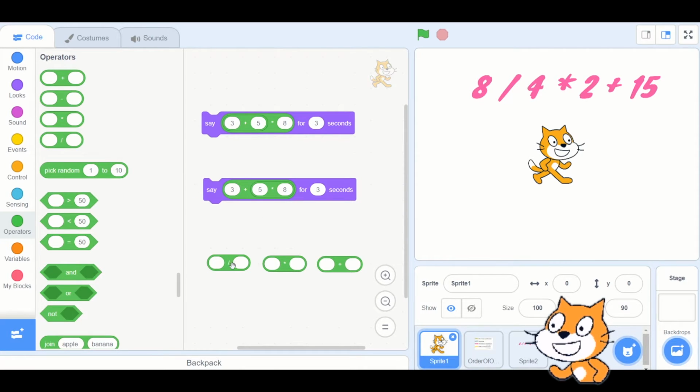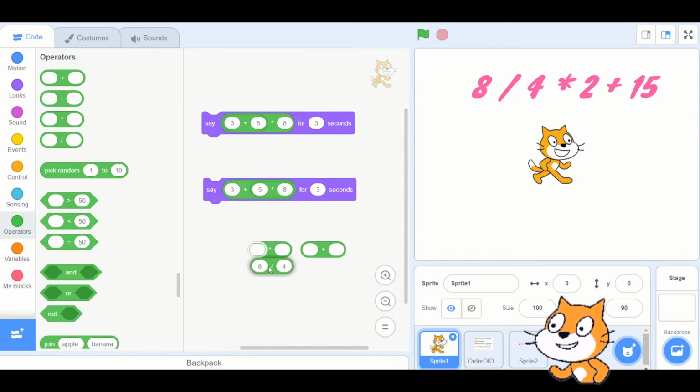Let's bring the operator blocks out. Put them together in right order. So remember, each block is to be treated as parentheses.